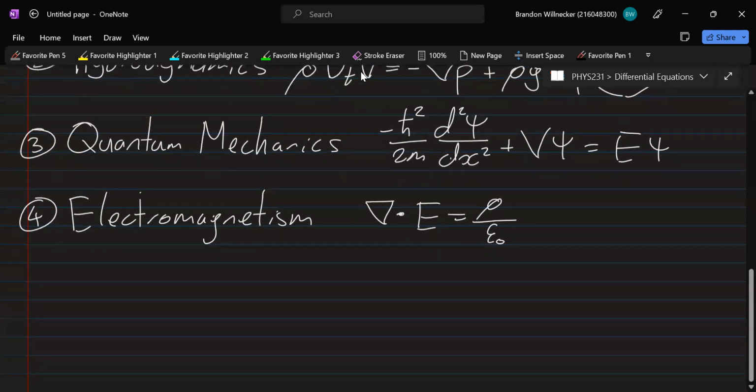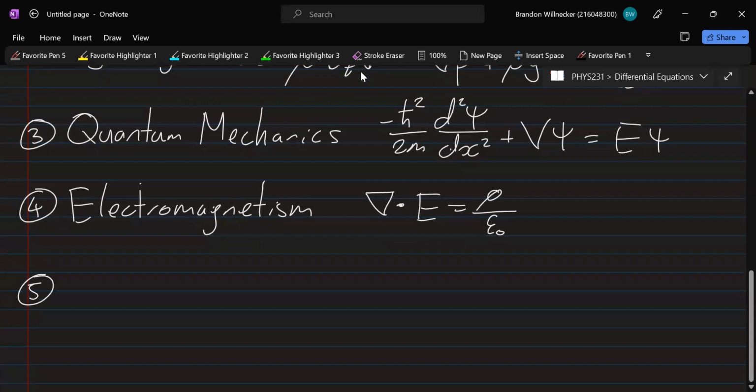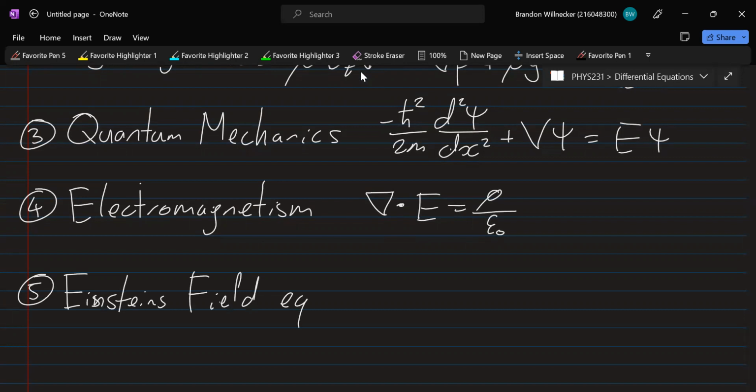Yeah, and lastly, even in very advanced physics, as an example, Einstein's field equations for space-time. Okay, so these don't look like a differential equation at all, but in fact, they are differential equations. Yep, sorry, minus.